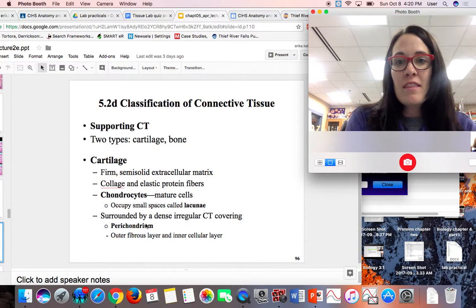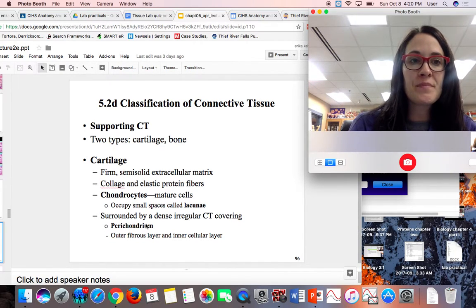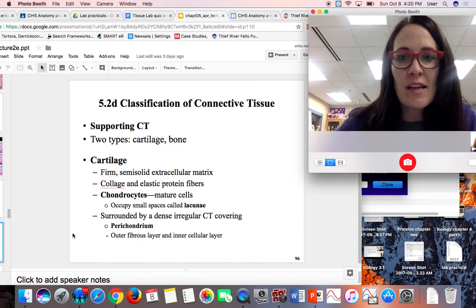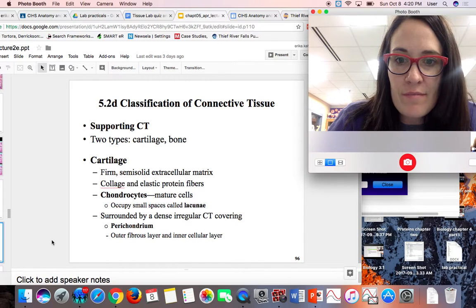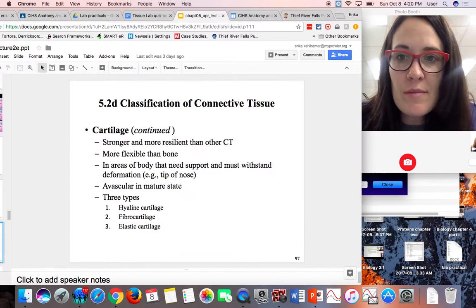I think the lacuna look like where the seeds of, I just forgot the name, pomegranate. They kind of look like that. And it's surrounded by a dense connective tissue covering. So let's look at the different types of cartilage.